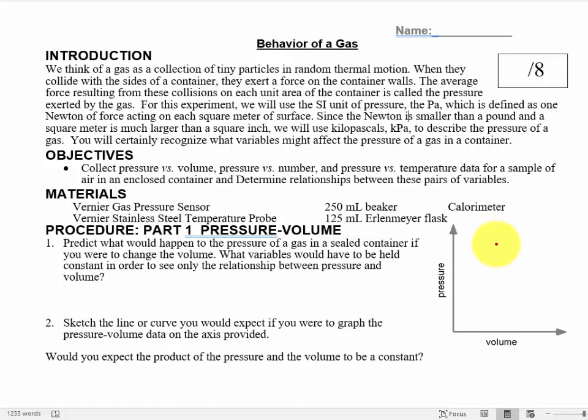Alright, this is the introduction for the ideal gas law lab, and more or less what we're going to be doing is taking a look at how the pressure is affected by the volume, the number of molecules, as well as the temperature.